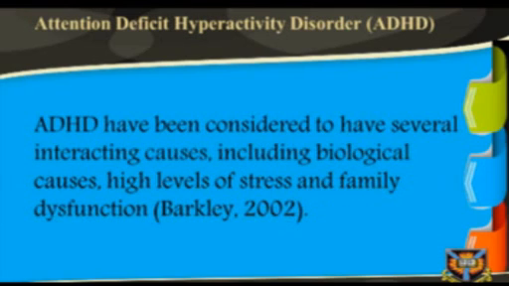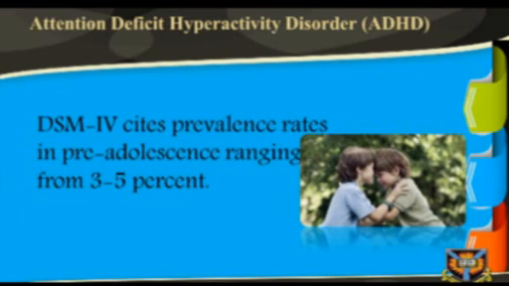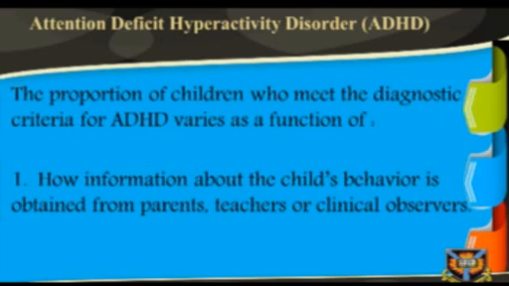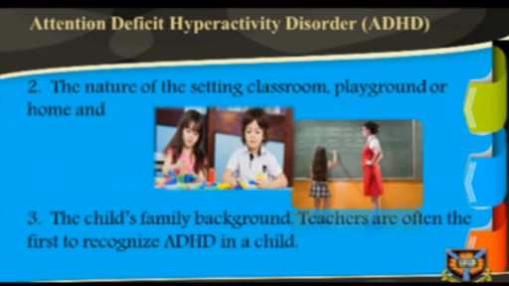ADHD has been considered to have several interacting causes, including biological causes, high levels of stress, and family dysfunction (Barkley, 2002). DSM-4 cites prevalence rates in pre-adolescence ranging from 3 to 5%. The proportion of children who meet the diagnostic criteria for ADHD varies as a function of: 1. How information about the child's behavior is obtained from parents, teachers, or clinical observers. 2. The nature of the setting, classroom, playground, or home. And 3. The child's family background.